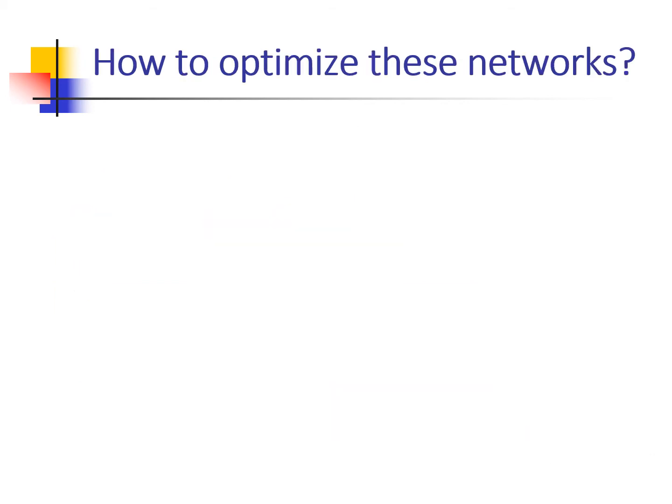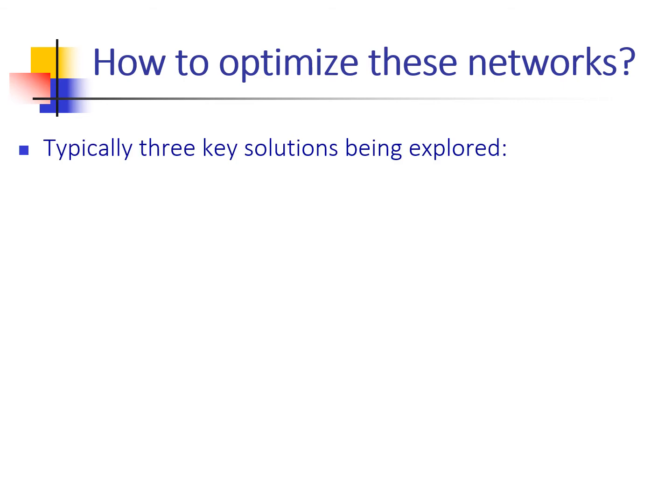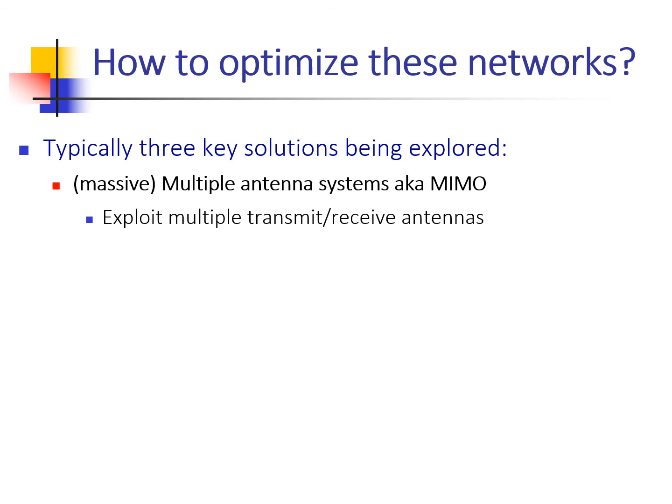So now the question is, how do you optimize such networks? Well, typically, if you want to do so, we have 3 degrees of freedom. One, we can use multiple antenna systems, such as multiple input, multiple output, a transmitter and a receiver.